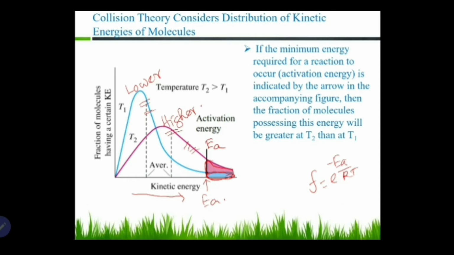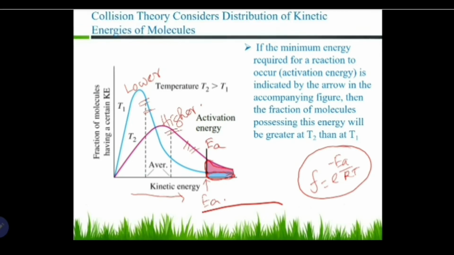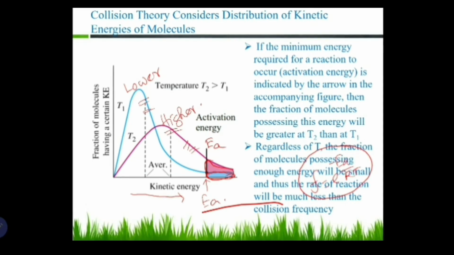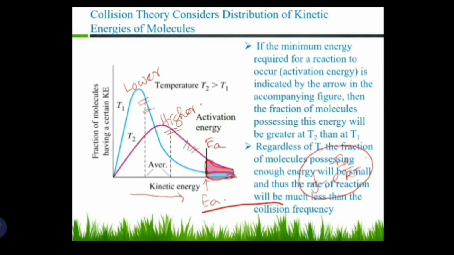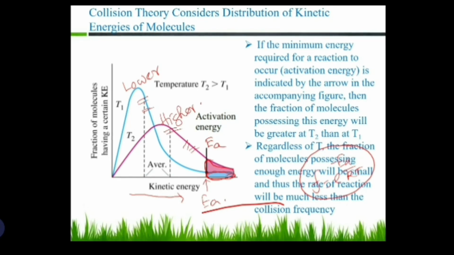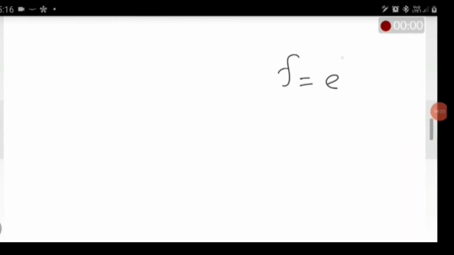So here let us consider certain interesting facts. Regardless of T, the fraction of the molecules possessing enough energy will be small, and thus the rate of the reaction will be much less than the collision frequency. So the second point we have to remember that collision theory could explain is why all the collisions are not leading to the product. That could be explained by the second sentence. So the equation is f equals e raised to minus EA by RT.